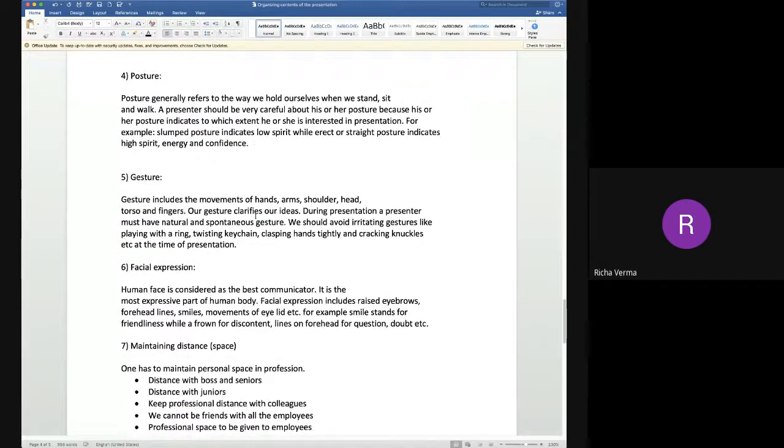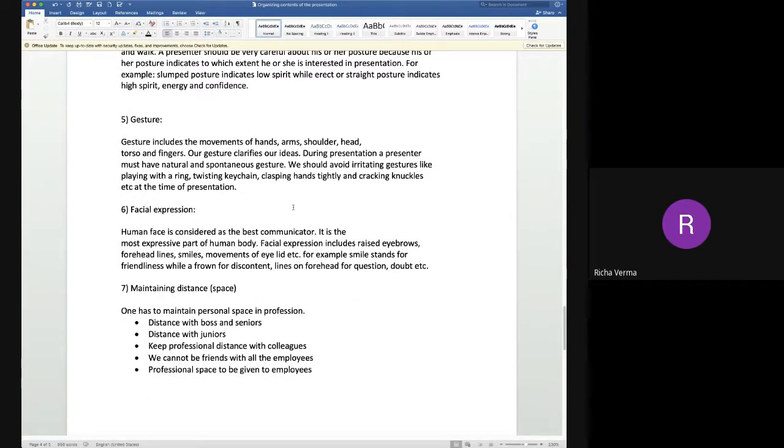Then we come to the posture. Posture should be straight. It should not be bent or it should not be leaning. मतलब leaning मतलब ऐसा झुका हुआ posture नहीं. आप straight चलिए, straight बैठिए. This shows your high spirit, energy and confidence.